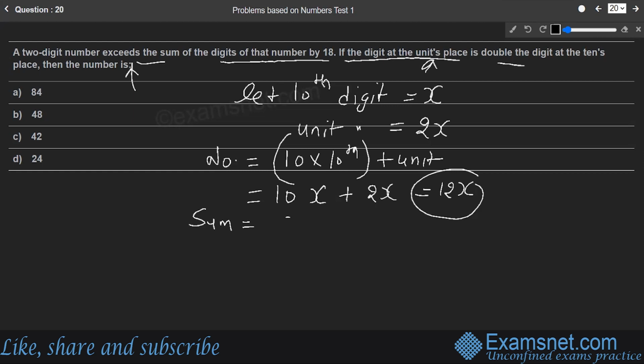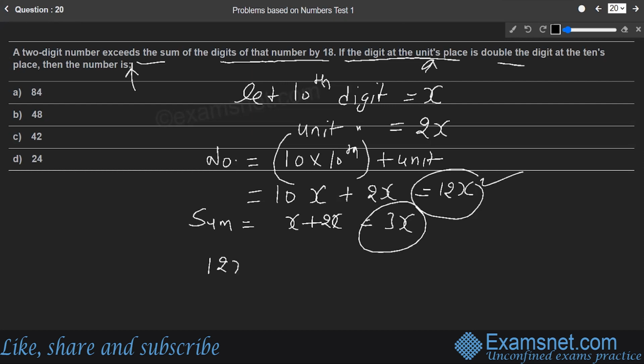Sum of the digits is going to be x plus 2x, that is nothing but 3x. So this is the sum of the digits. This is the number itself. He says that the two-digit number exceeds the sum by 18. So that means the difference of them is 18.